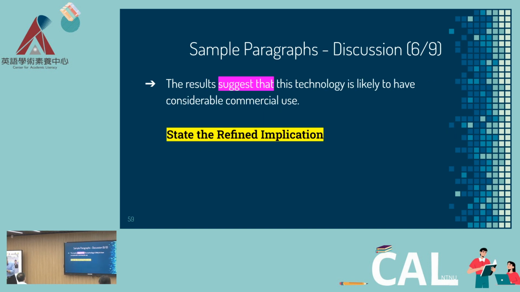Okay, so now here comes D6, right? The results suggest that. Here the author states the refined implication. Because the result is good for carpeted floor, the author goes one step further. The technology is likely to have considerable commercial use. Because based on the results, we have not taken a poll of companies or hotels, but the author is confident because the result is good for the carpeted floor. So it is likely to have considerable commercial use, right?